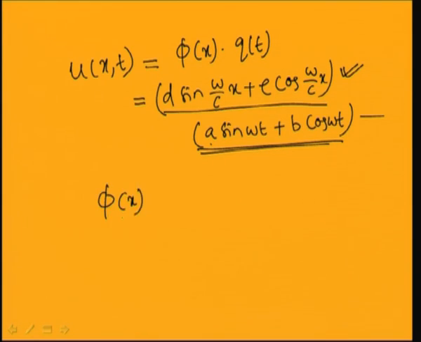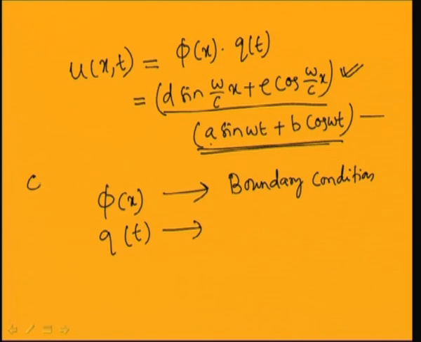So, by knowing the boundary conditions, one can find this phi x. The coefficients of phi x can be determined from the boundary conditions, and the coefficients of this time function can be determined from the initial conditions. So, these coefficients of phi, that is D and E, from the boundary conditions, and similarly the coefficients of this q, that is A and B, can be obtained from the initial conditions.